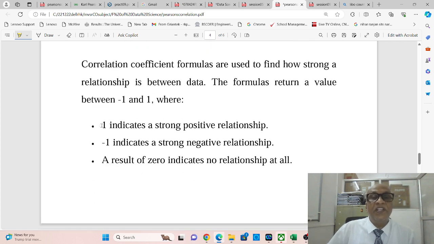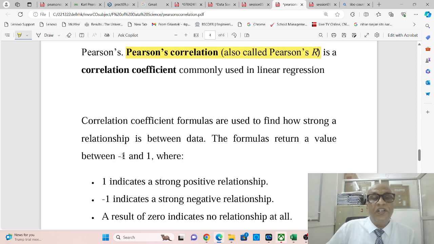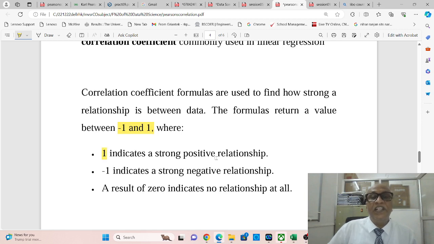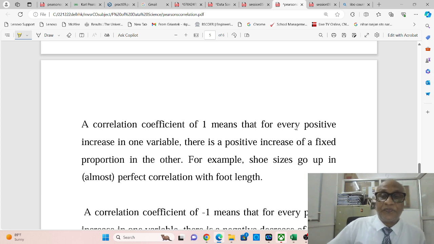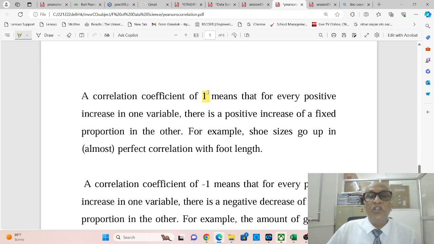As mentioned previously, the correlation coefficient value varies between -1 and +1. If the value is 1, it indicates a positive relationship. -1 indicates a negative relationship. 0 indicates no relationship at all. Now, let us say positive correlation is there. It means, let us say there are two variables, x and y, having a correlation coefficient of 1, which means positive correlation. Positive correlation means if x increases, then y also increases. For example, shoe sizes go up with foot length.